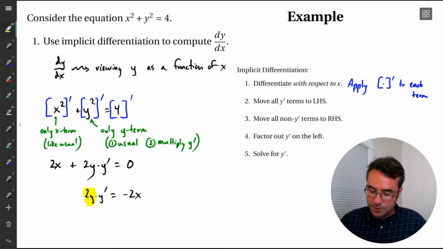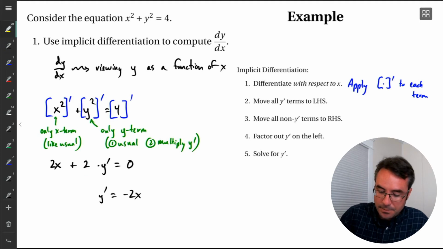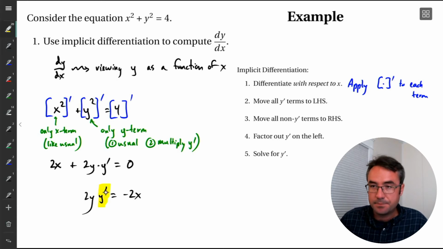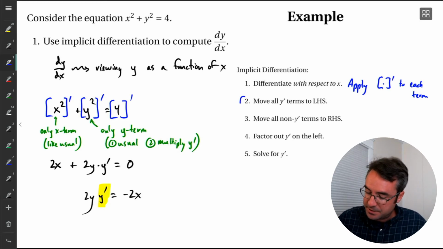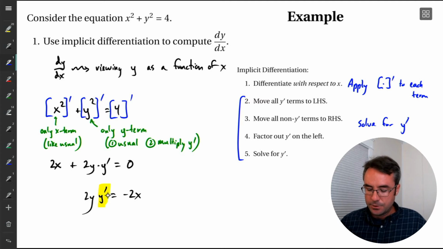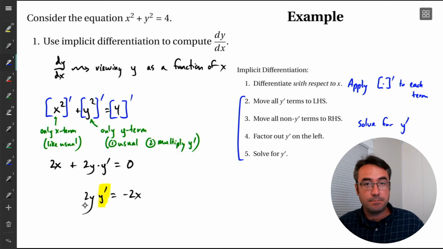But what we want, let me rewrite that, is to solve for y prime. That's what we're trying to do here, and that's what these last steps are doing. So we're trying to get all the terms with y prime by themselves on the left. If we needed to, we could factor out a y prime. Here, it's already factored for us, seeing how there's only one term.